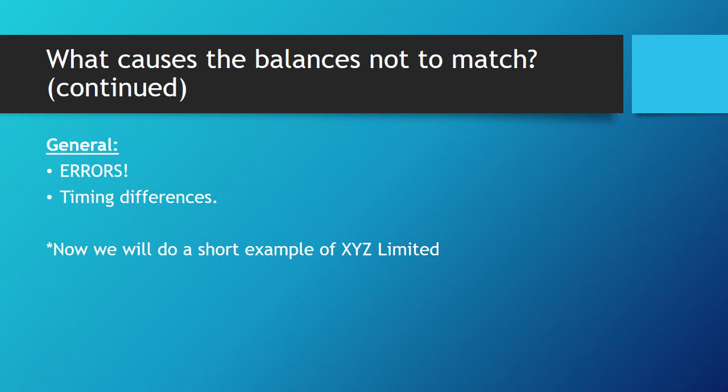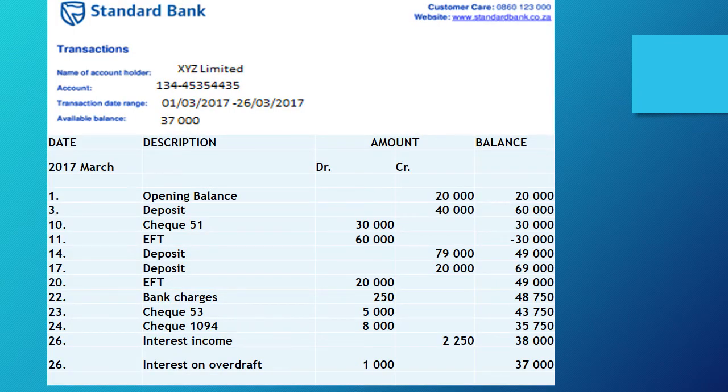I will now discuss a short example with you of XYZ Limited. Here's the bank statement from Standard Bank for XYZ Limited on the 26th of March 2017. Here we have recorded all the different amounts coming into and going out of their bank account. You need to remember that a positive balance will be a credit balance, whereas a debit balance reflects amounts leaving the entity's bank, thus minusing from their overall balance.